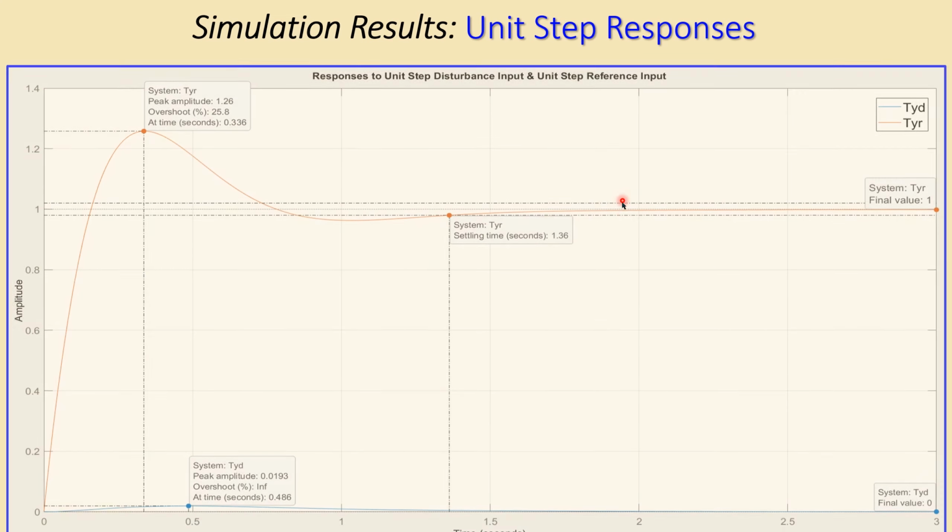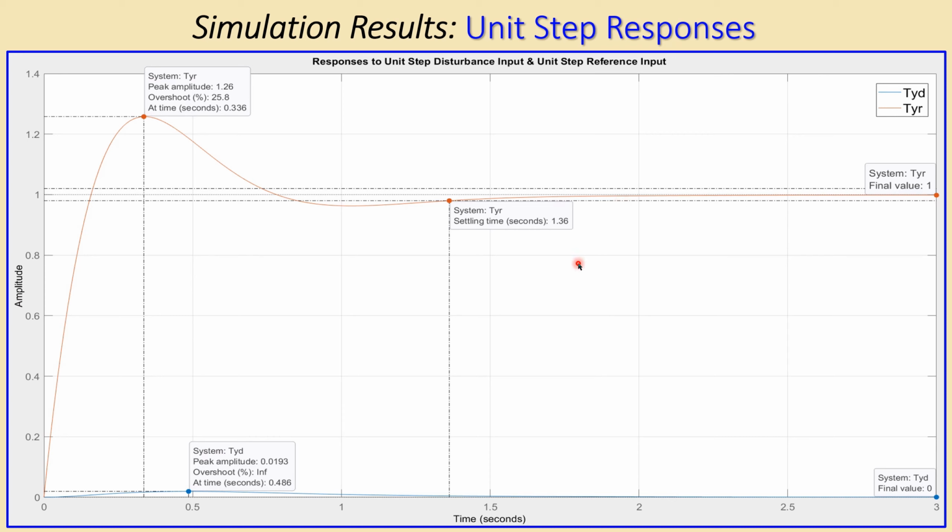Now let's look at the simulation result and the unit step responses. This is the unit step response of the disturbance input, so unit step disturbance, and also the unit step reference input. So I will take them together. You can see the blue line is for the disturbance, which is very small actually, and the orange line is for the reference. You can see I have overshoot, and also the settling time and the final values. Now let's see that one by one.